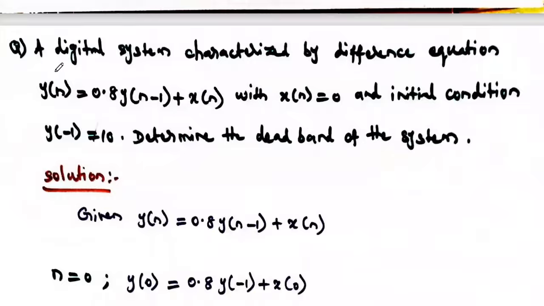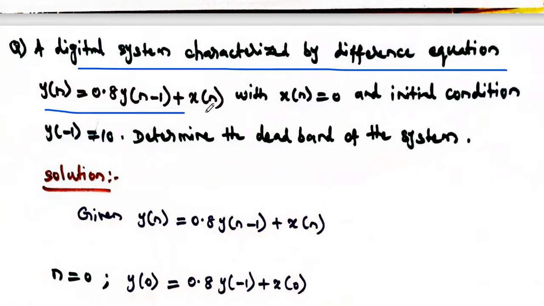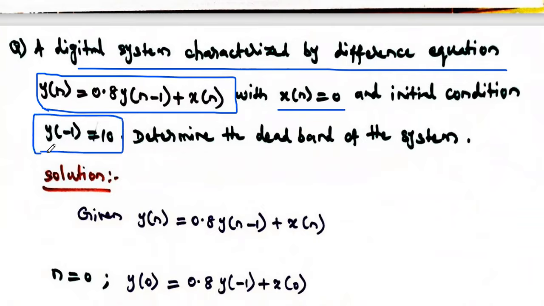Similar to this problem, see one more problem, the next question. A digital system is characterized by the difference equation y of n equal to 0.8 y of n minus 1 plus x of n, with x of n equal to 0 and initial condition y of minus 1 equal to 10. Determine the deadband of the system. Similar to the previous problem, only the a value is different. In the previous problem, a value is 0.9, here it is 0.8. Similarly, here y of minus 1 is given as 10, while in the previous problem y of minus 1 was given as 12.